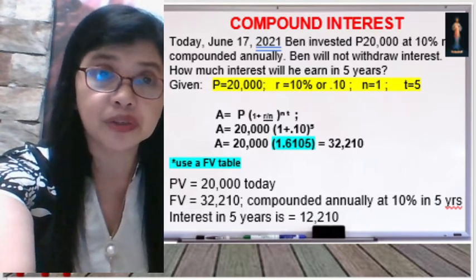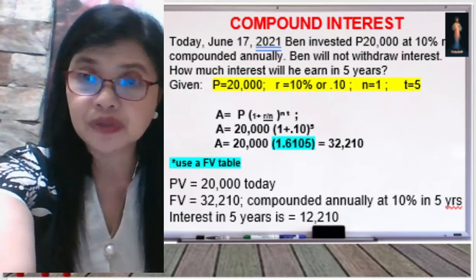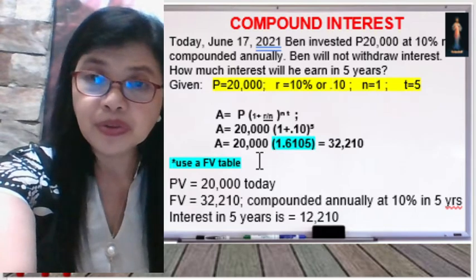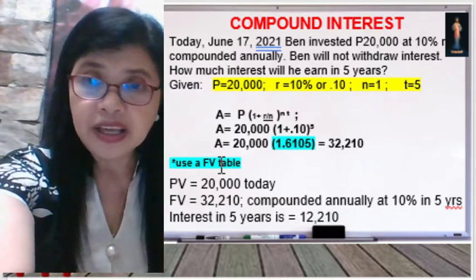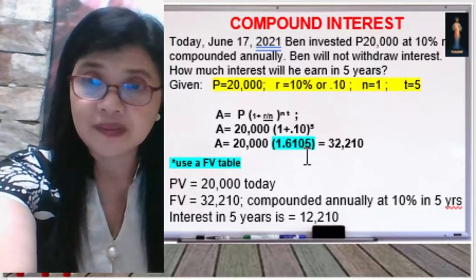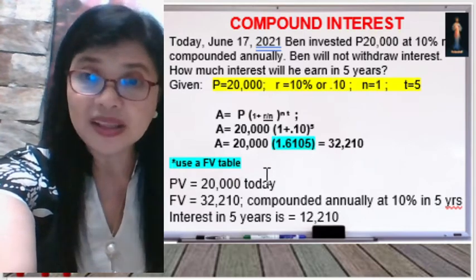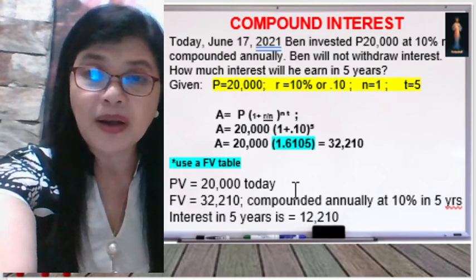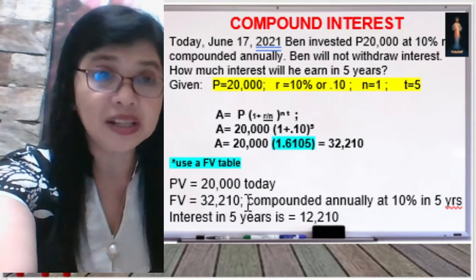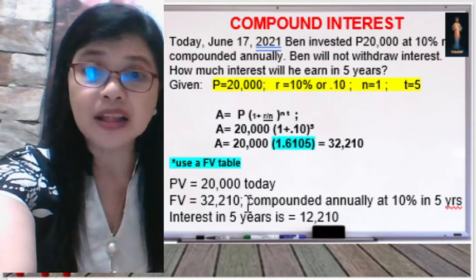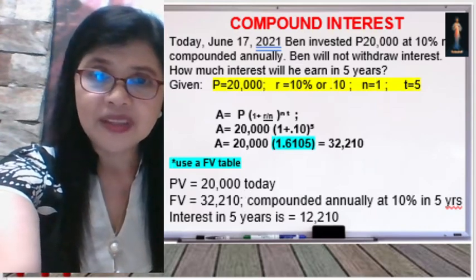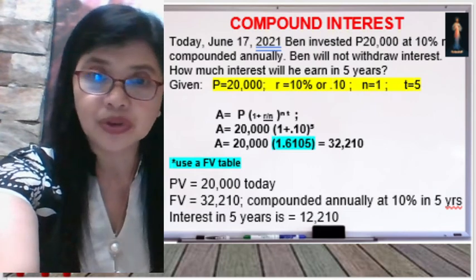If you go to your future value table, where did you get this? When you use your future value table, you will immediately get the future value factor of 1.6105. So the present value of 20,000 today, when compounded annually at 10% for 5 years, will become how much in the future? It is now valued at 32,210. Very good. That's the easiest way to solve it.